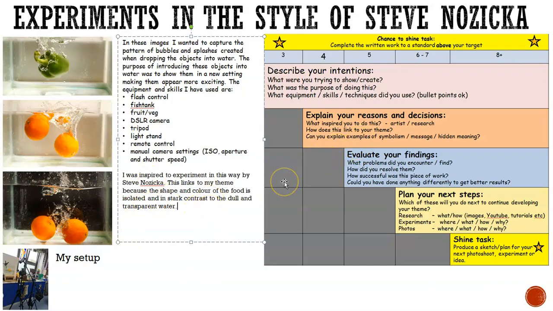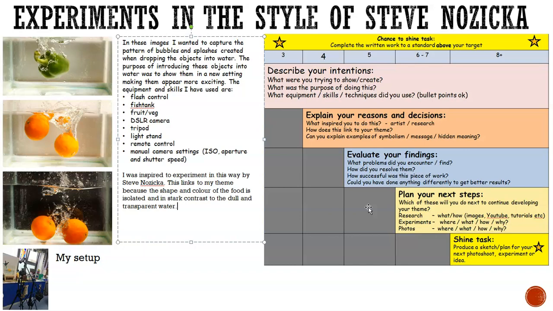Lastly, can you explain any examples of symbolism, message, or hidden meaning? Okay, now again, this one can be quite tricky, but I am asking you to provide an example in your opinion. So you don't need to worry about facts. You don't need to worry about whether someone else is going to agree. You're just simply identifying something that you believe you can see within your own work.